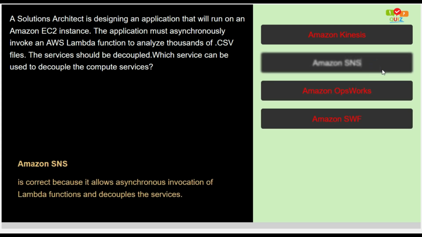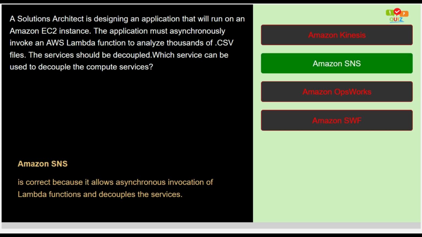Option 2, Amazon SNS, is correct because it allows asynchronous invocation of Lambda functions and decouples the services. Alright, so at the end, your option 2, Amazon SNS, is the correct answer. Got it? Let us move to the next question.